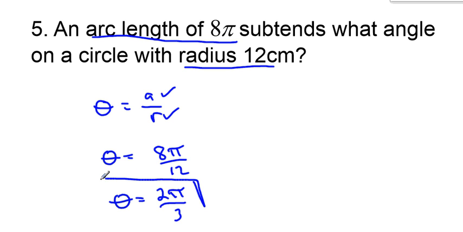So there's the angle in exact form, 2 pi over 3. And again, if you wanted that in decimal form, in your calculator you would calculate 2 times pi and then divide by 3. So about 2.1 radians.